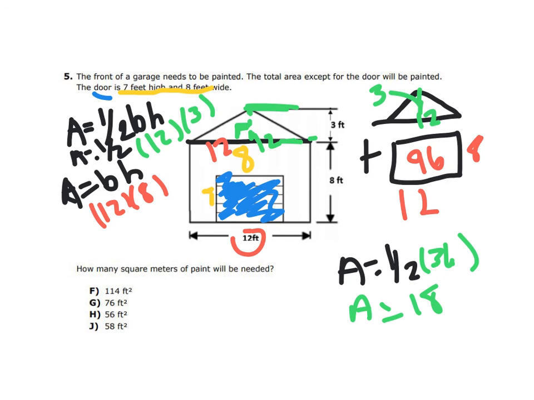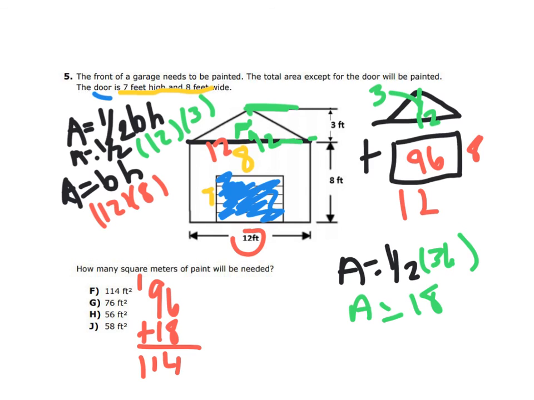Okay, so the next step to do is say, okay, well, what do I know? I know the whole shape. If I take 96 and I add 18 to it, let me just erase that. I get a grand total of 9 plus 1 is 10, plus 1 more is 11, 114. Okay, so I know the whole shape is 114 feet squared.